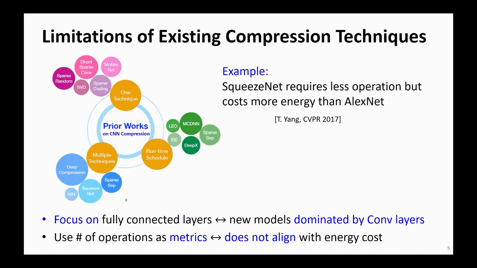The second limitation is that most existing compression techniques use the number of operations as an evaluation metric, while it has been shown that fewer operations might lead to even more energy cost. For example, SqueezeNet requires fewer operations, but at the same time it costs more energy than AlexNet. So in our work, we target these two limitations at the same time.